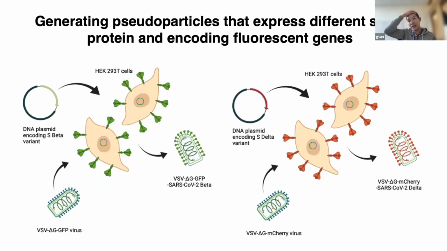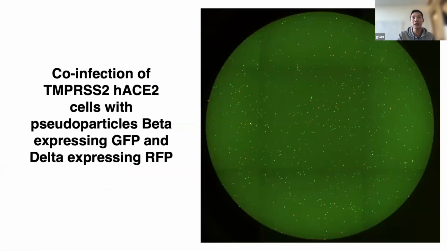So we made use of this system. What we thought about was to generate a multiplex neutralization assay, whereby we utilize two different viruses at the same time, expressing two different fluorophores. In this case, we made two different viruses. For example, one would have the VSV expressing the Beta S, expressing the GFP. And we would have another VSV expressing the S from Delta, expressing the RFP. So essentially you can co-infect these two different viruses. And what you can see here is that you have different expression in different cells.